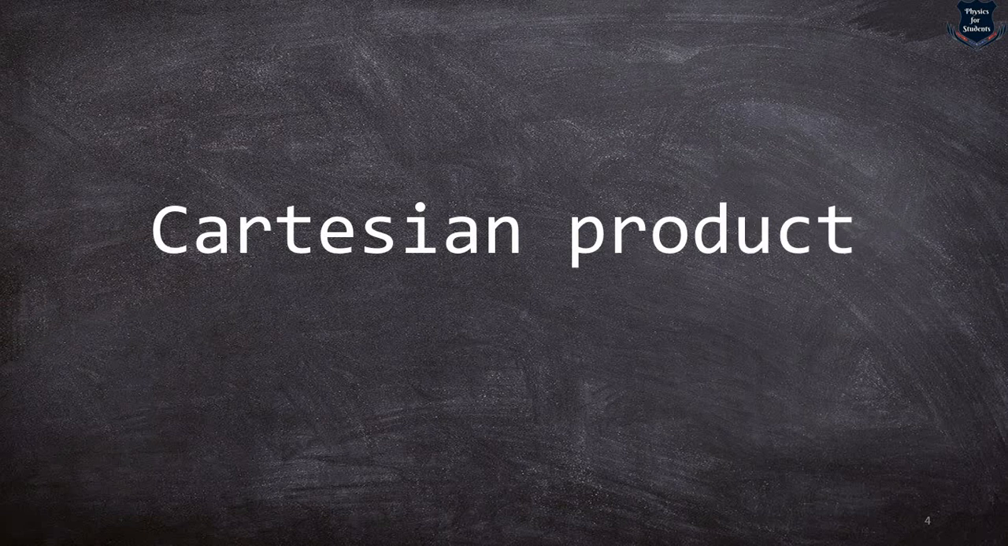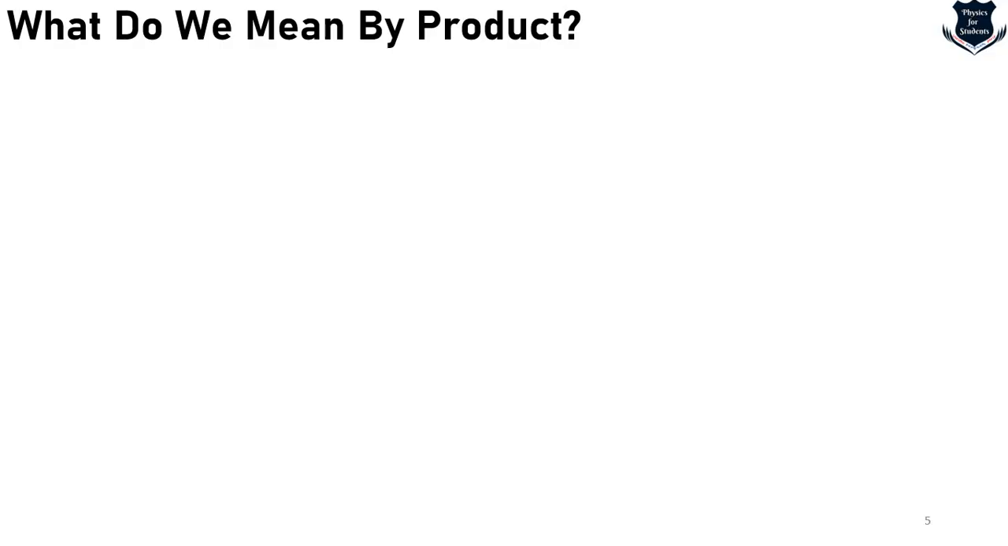So first in this video what I am going to do is start with what is called a Cartesian product. Don't get bored, don't skip this video, because I always start with simple related concepts. Once we understand those concepts things become clearer to us and the concepts of product topology will be much easier to understand. Okay, so what do we mean by product?